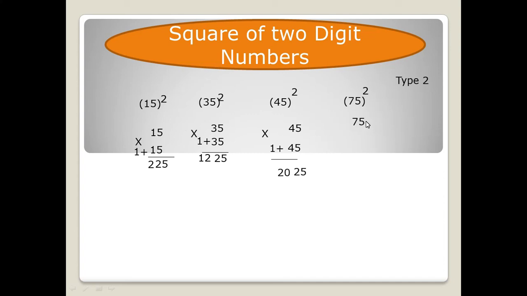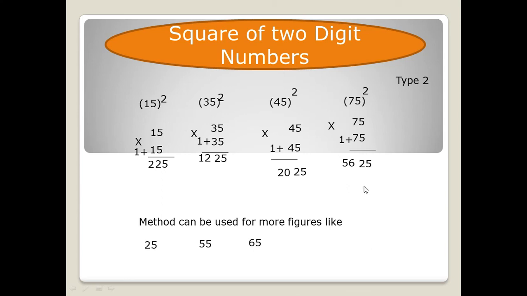Look at the fourth example of 75. We multiply it with 75. Here 5 5s are 25, and add 1 to this 7, it will become 8. 8 7s are 56, and the answer is there. You can use this trick with more figures where you have 5 in common, like 25, 55, 65, or 85, or even 95. You can use this trick easily and find the square within seconds.